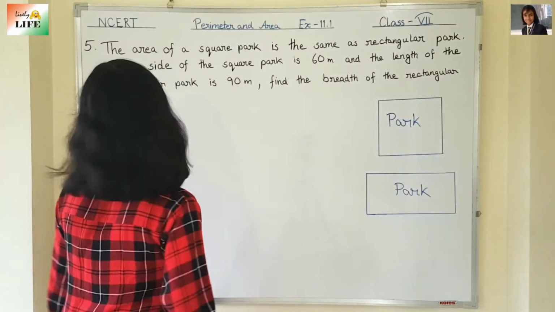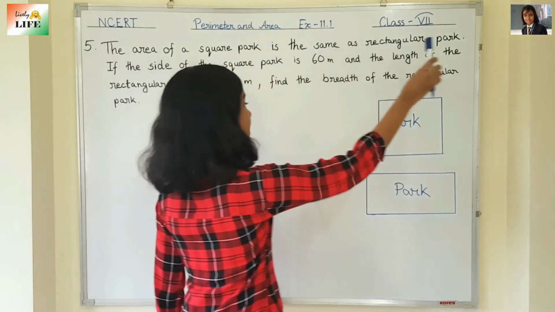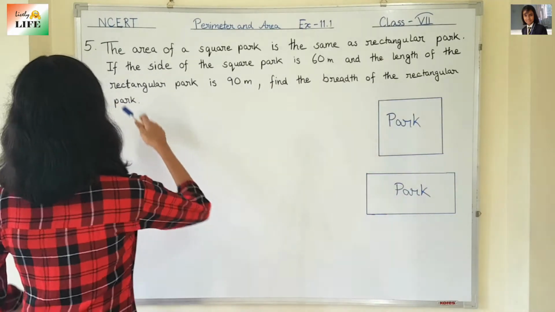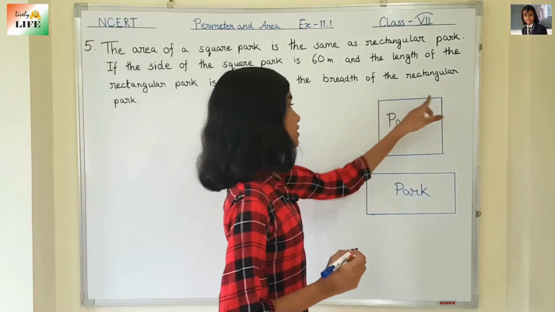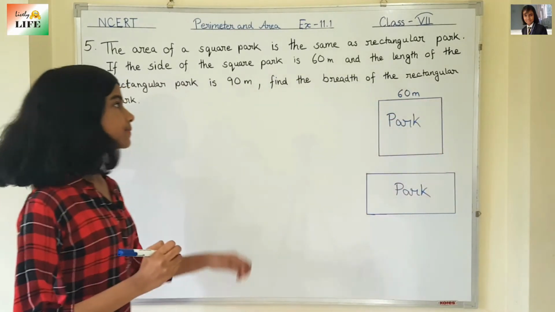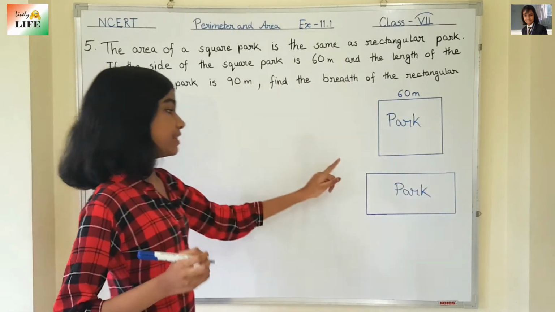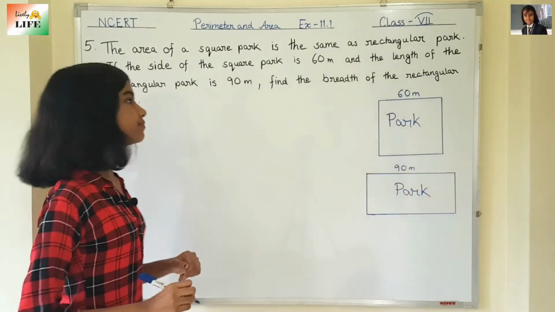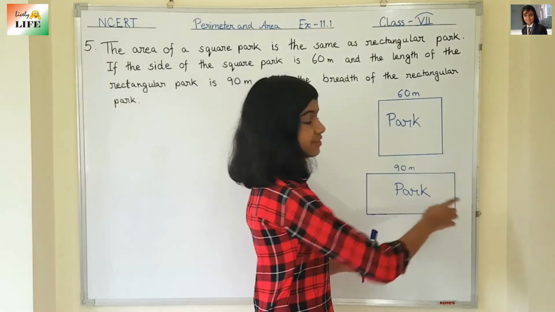Question number 5. The area of a square park is the same as a rectangular park. You can see this is a square park and this is a rectangular park. If the side of the square park is 60 meter, the length of each side is 60 meter. And the length of the rectangular park is 90 meter. Find the breadth of the rectangular park.